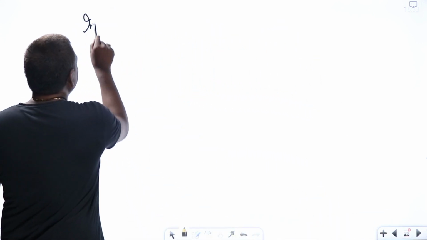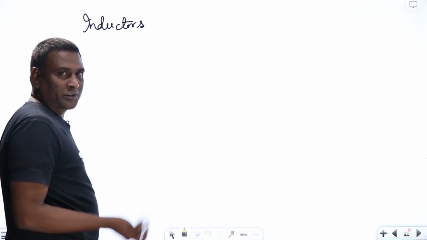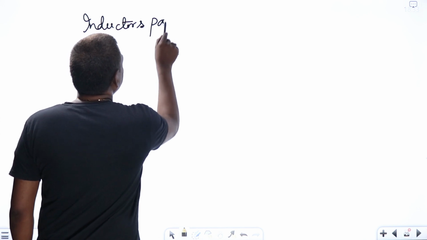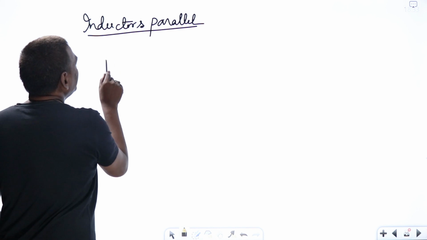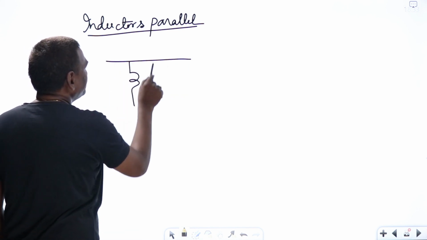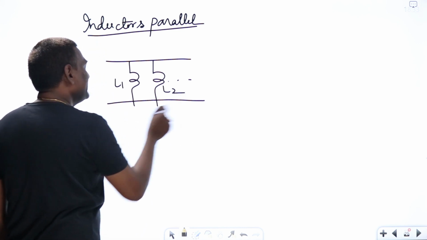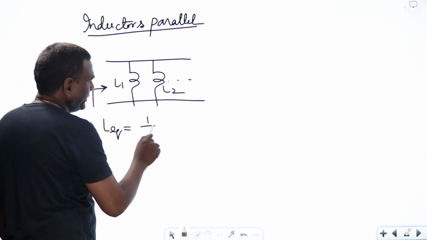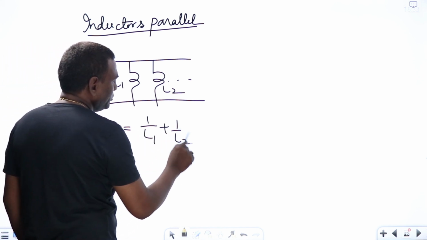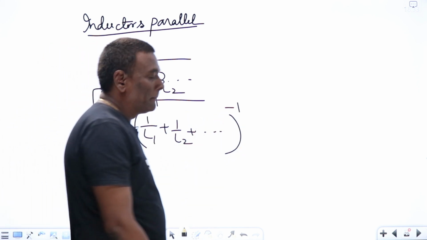If you think of parallel, if I think of inductors in parallel, the same kind of resistance equation should come, right? Now, if I think of inductors in parallel, then how much is L equivalent? L equivalent is going to be 1 by L1 plus 1 by L2 plus and so on, whole inverse. Immediately after this, we will be able to solve problems.